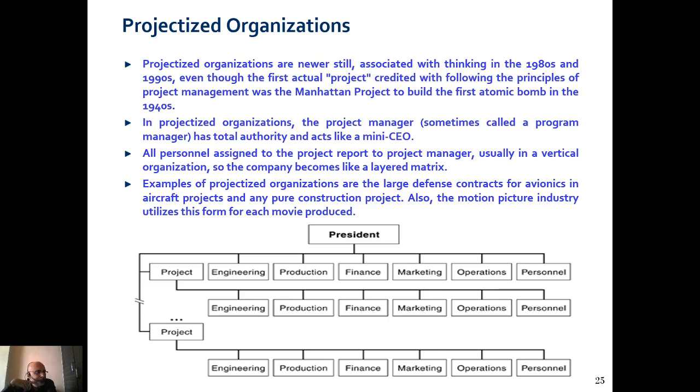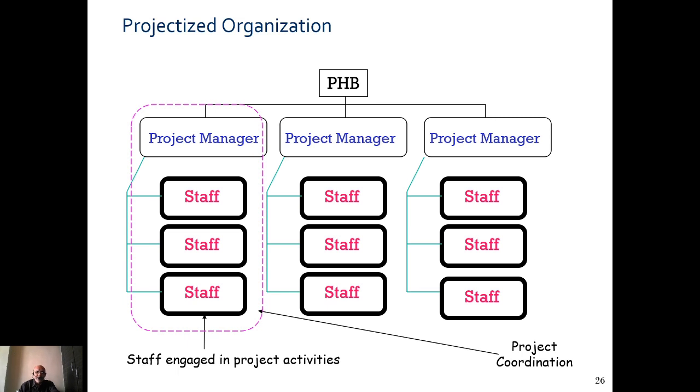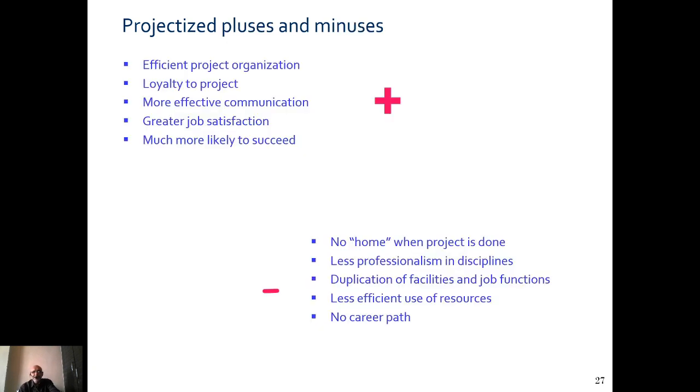Now here the program manager, isn't it? What is a program? A set of interrelated projects. And the program manager has the total authority and is called a mini CEO. So this is the structure. You have directly project managers, right? And below them you have the staff. And this is vertical lane, vertical alignment of the work to be accomplished.